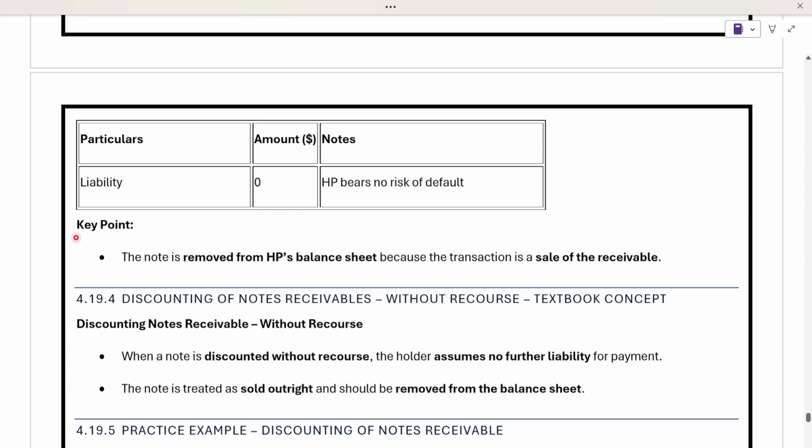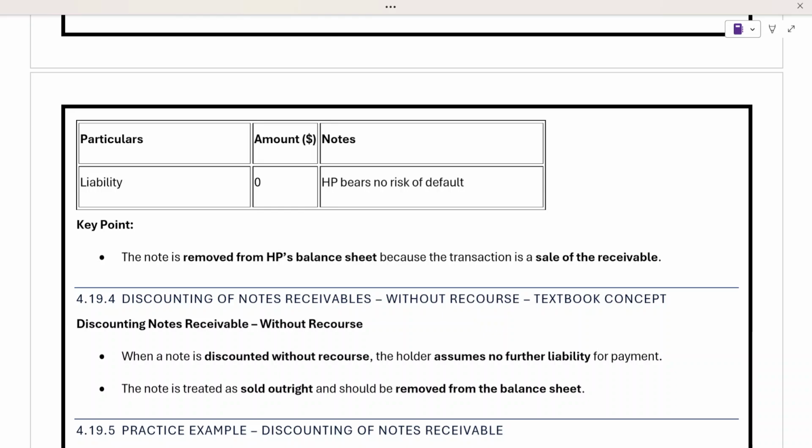Now, the key point here is the note is removed from HP's balance sheet. Why? Because this is a transaction of sale of receivable. Actually, what is a sale? When something is treated as a sale, you know that when risk and rewards are transferred, and ownership is transferred to another person, then this is treated as a sale.